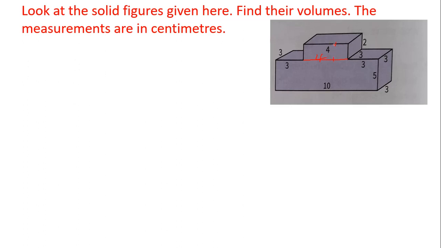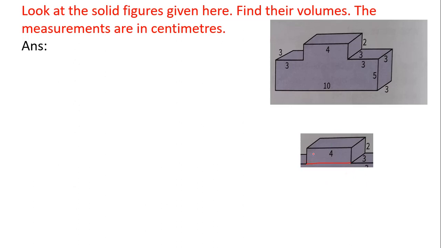Now I can find the volume of this first figure by using the formula of a cuboid. In the same way, the down part forms another cuboid. Again, by applying the formula of a cuboid, I can get the volume of this second solid figure. Once I get the volume of the first and second, I will add these two to get the full volume of this given solid figure. So first we will take the upper part. The upper part will look like this. I will join these two vertices. Now you can see this is in the shape of a cuboid.